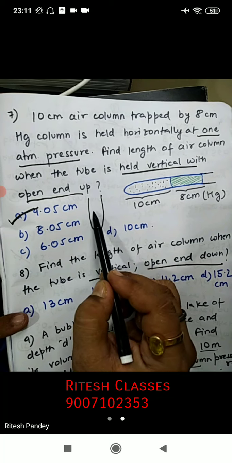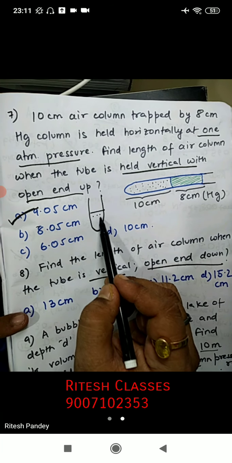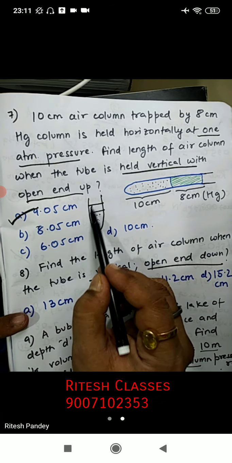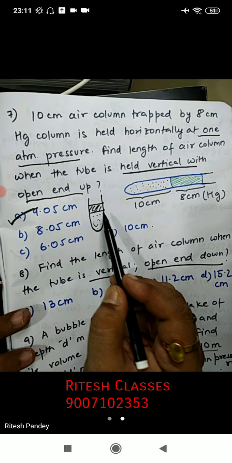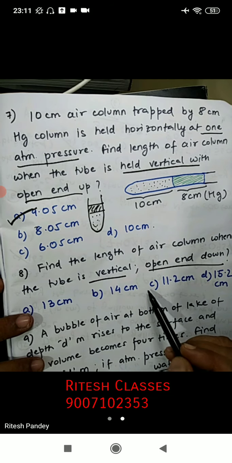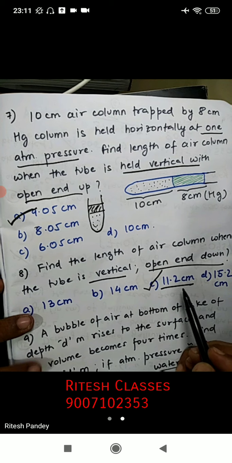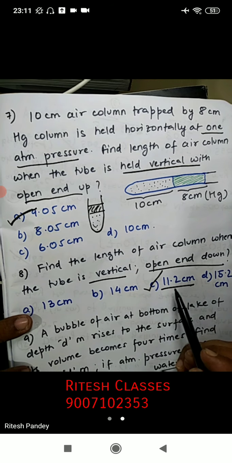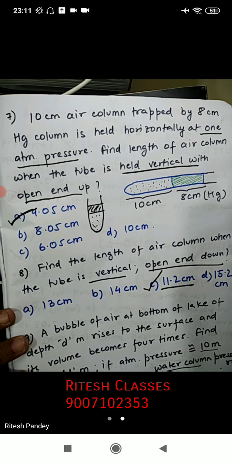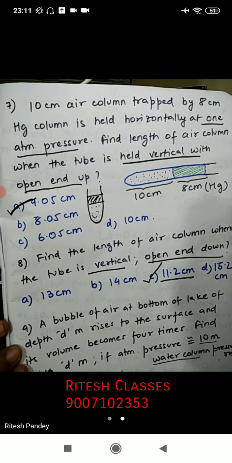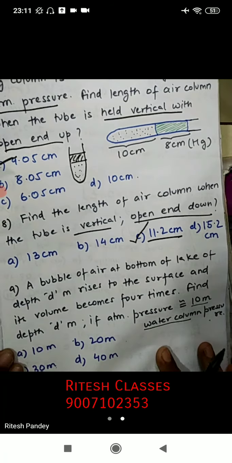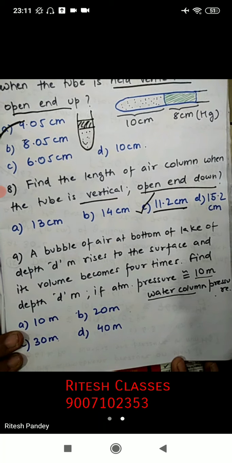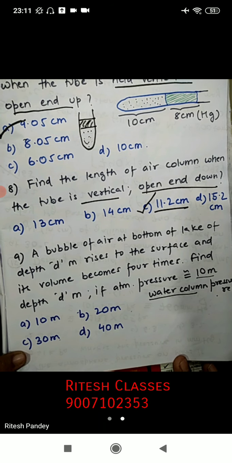Open end up, the length of the air under high pressure will be 9.05, and open end down it will be 11.18 or 11.2. So I think some of you would have got it right. A and C are the right answers for questions 7 and 8. Question 9 is going to be the last question we'll solve today.